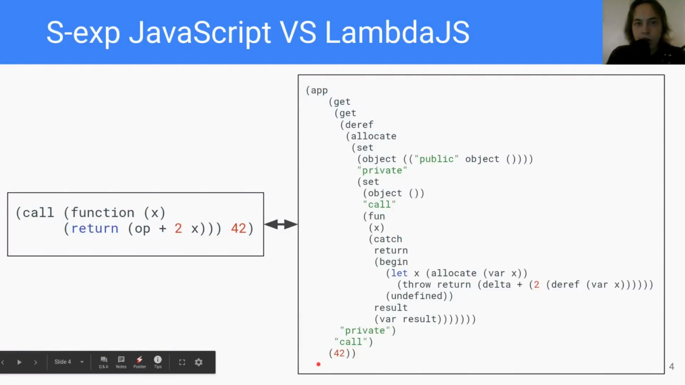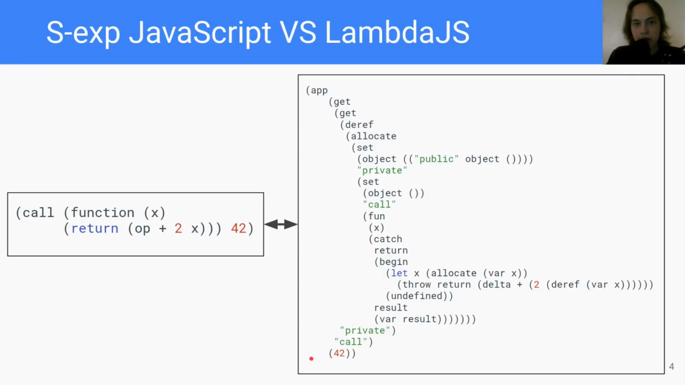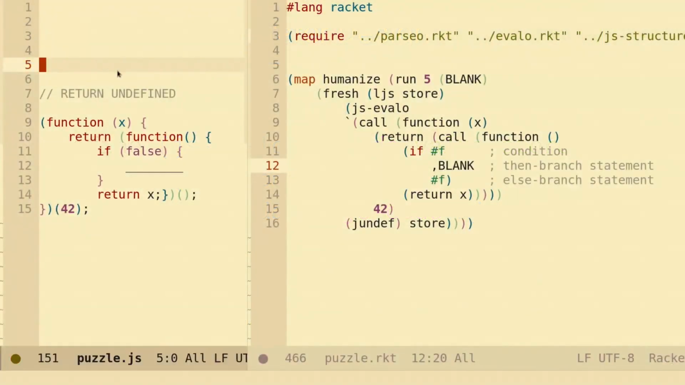Well, now that we have an idea about how the interpreter works, why not try running it backwards? And to spice it up, let's make it a challenge. Here's my challenge to you, dear human listeners. Can you make this JavaScript code return undefined?